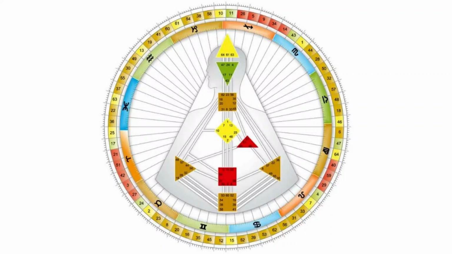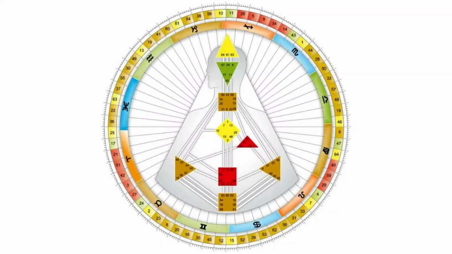Gate 25, the innocent. Location, G Center. Channel 25-51, channel of initiation. Circuit, individual knowing circuit, centering process. Theme, the gate of universal love, the innocence that transcends judgment. Not-self distortion: moral superiority, emotional detachment, self-sacrifice, spiritual bypassing, rejection of the human experience.